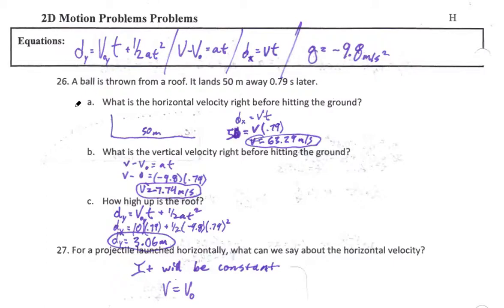All right, so number 26 here. A ball's thrown from a roof, lands 50 meters away, 0.79 seconds later. What's the horizontal velocity right before hitting the ground? In most problems we started with the dy, but in this case we know that it lands 50 meters away, so we're dealing with a component in the x direction.